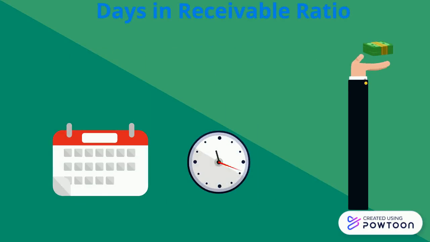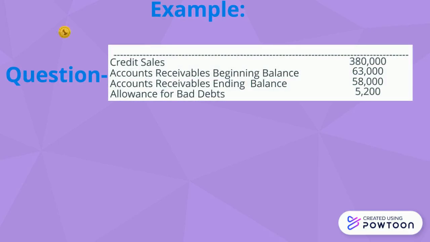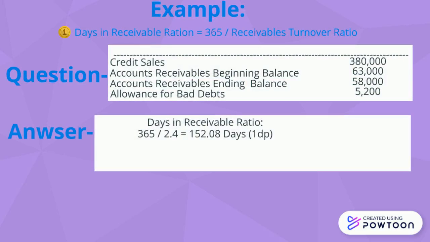The days in receivables ratio is an extension of the receivables turnover ratio and is calculated by doing 365 over receivables turnover ratio. Previously, the turnover ratio was 2.4. To calculate the days in receivable ratio, you do 365 over 2.4 to get 152.08 days.